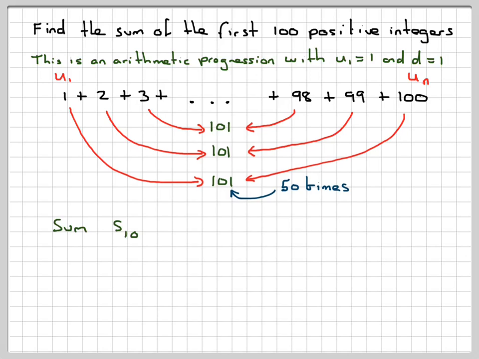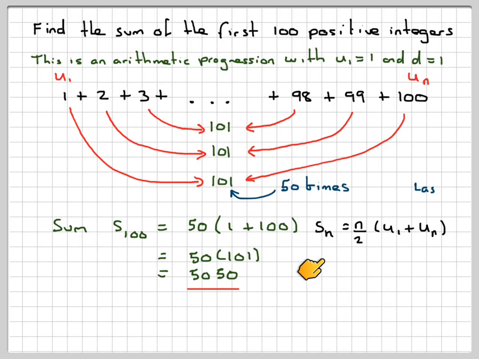So we call this term here U1, and we call this one UN, the last term. So the sum is 50. Now the 50 comes from the number of terms, which is 100 divided by 2, which gives me 50. So half the number of terms. You take the first term and the last term and add them together. So it's 50 times 101, which is 5050.